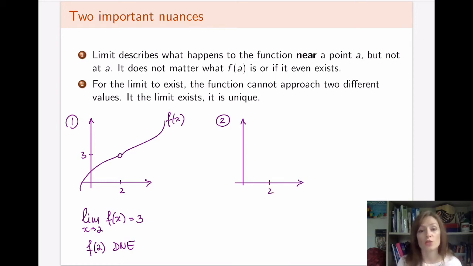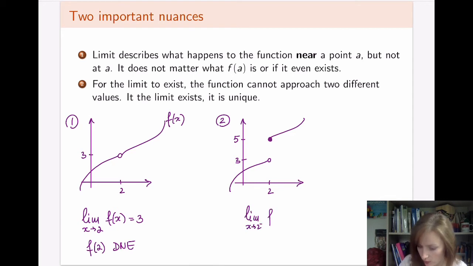So if it were to approach one thing on the right and a different thing on the left, so let's say my function looks like this, okay? So then let's say this number is 3, I don't know, this number is 5, okay? So then we can see that the limit as x approaches 2 from the left of, not f, let's call this g, of g of x, and the limit as x approaches 2 from the right of g of x are going to be two different numbers.